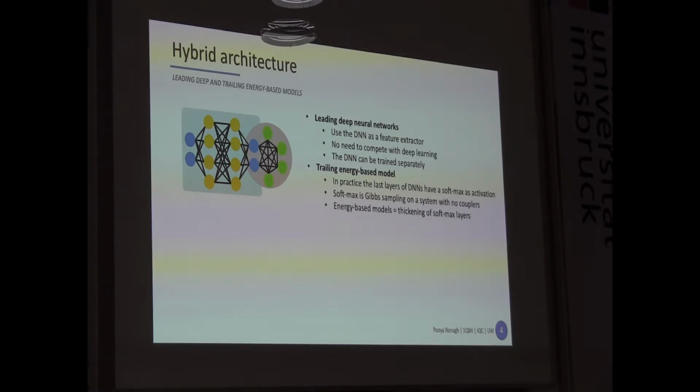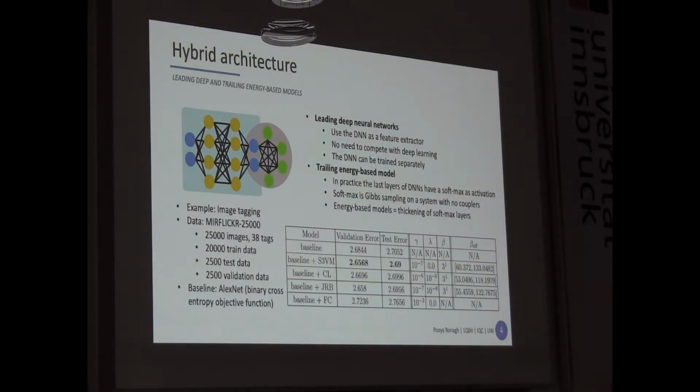And that's what we call thickening of the softmax. Before going further, I'll just quickly say, we tried this on a task called image tagging. This data set has 25,000 images and 38 words in it. The difference between image tagging and classification is that you have to assign all the correct tags. So you're not trying to associate one word to an image. It's, in a way, the first step to auto captioning, for example. So we want to associate all the correct tags to the image.